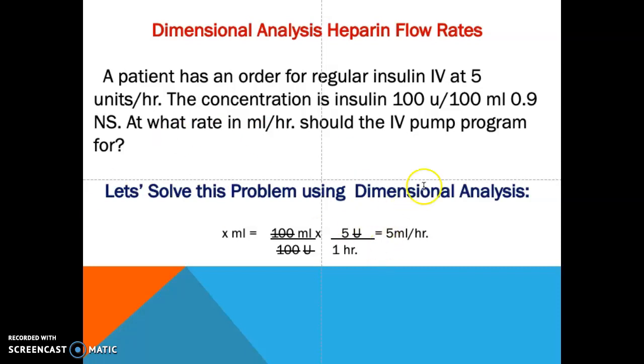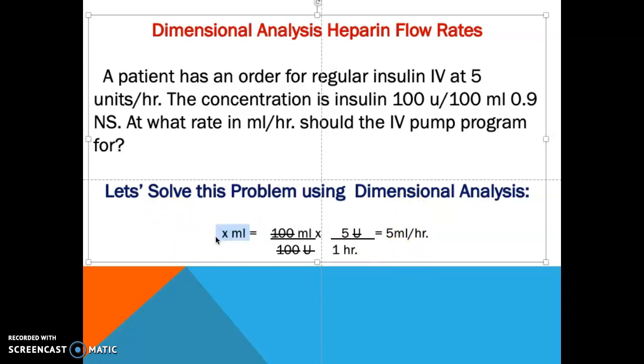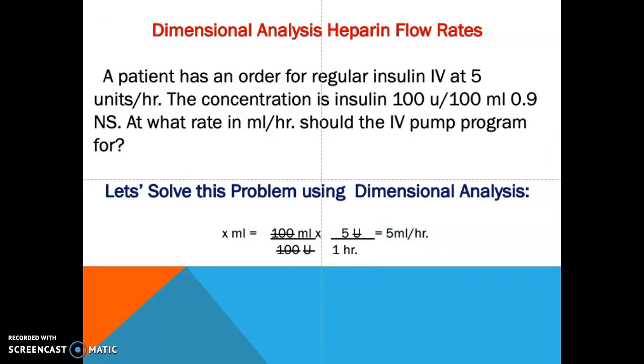So again, we're looking here for flow rates. We're looking for mLs per hour. So we set up our equation using dimensional analysis, looking for X mL. 100 mLs was given to us, and that is infusing 100 units. And we also have 5 units per hour. So we have 5 units in 1 hour. So units and units cancel out, 100 and 100 cancel out, and we're left with 5 mLs per hour. And that's the answer. Simple as that.